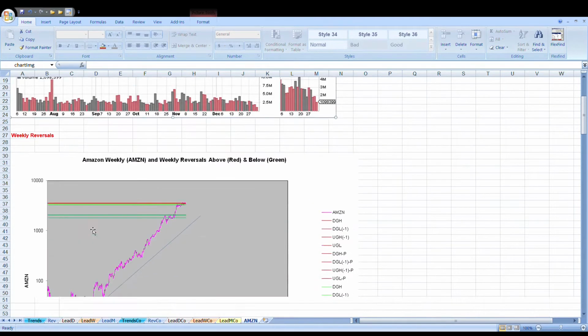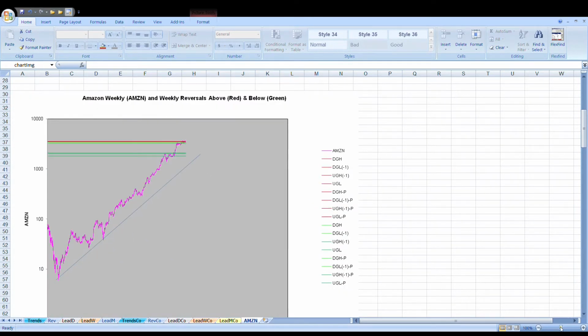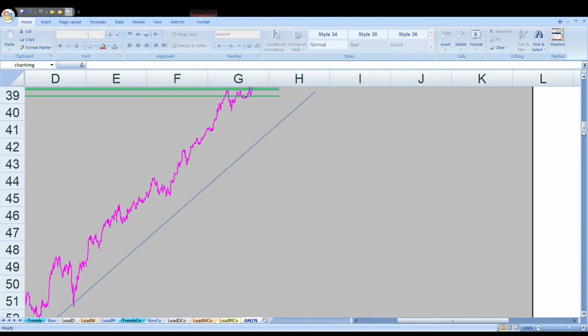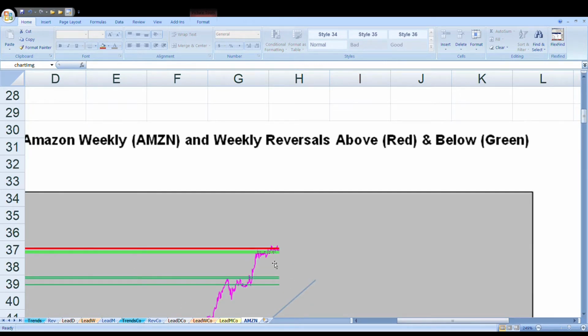I pulled this over, and the computer is mapping these out. If we zoom into this chart and come up, we can see we're within a congestion zone. These reversal levels, which the computer finds in supply and demand zones, are either painted red or painted green.